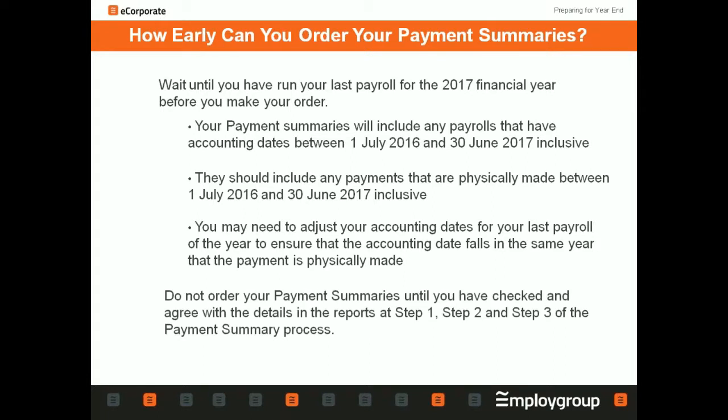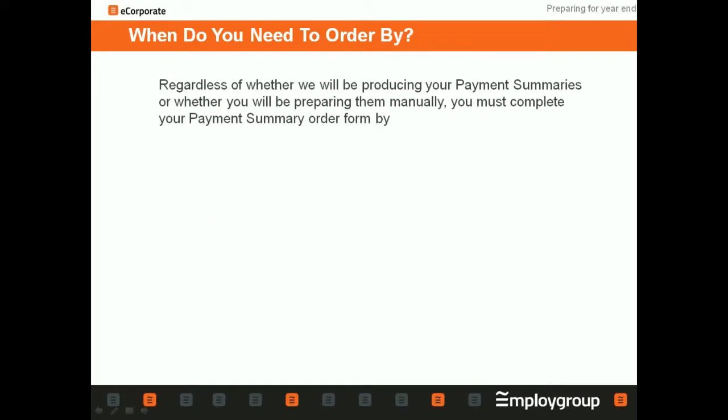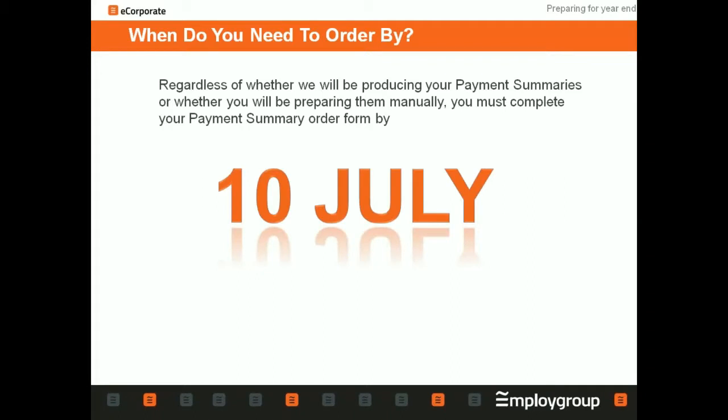Also remember not to order your payment summaries until you've checked and agreed with the details in the reports at Step 1, Step 2 and Step 3 of the payment summary process. Regardless of whether we are producing your payment summaries or whether you're preparing them manually, you need to complete your payment summary order form by the 10th of July. Now we ask you to fill that in even if you're doing your own manual payment summaries, just because it assists us to handle the workload and make sure that all clients do get their payment summaries by the 14th of July.